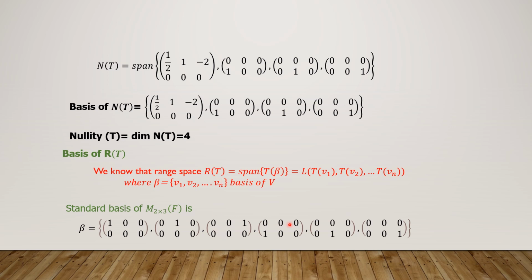So to find range space R of t, by this result, it's very clear. You have to find t of v1, t of v2, up to t of vn. This is our v1 here, this is v2, this is v3, and so on, v4, v5, v6. Now you have to find the images of these 6 vectors.